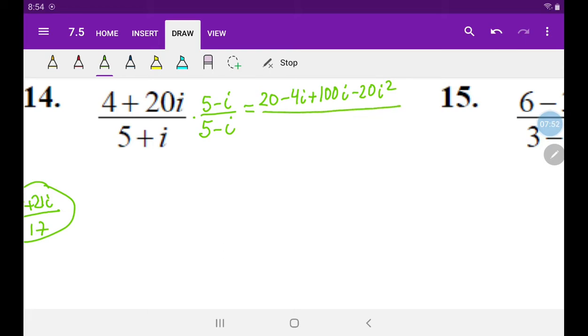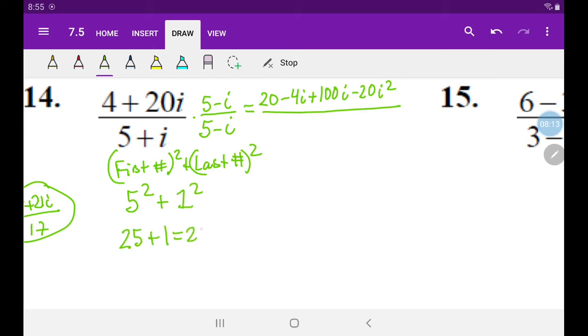And then, so we can use the shortcut on our complex conjugates down below. So remember that shortcut is your first number squared plus your last number squared. So my first number is 5, and then my last, that's the number hiding in front of i. So that's just 1. So I'm going to have 25 plus 1, which is 26. Okay, so now we can go ahead and simplify things. So I've got my 20 starting things off. Negative 4i plus 100i, that's going to be plus 96i.